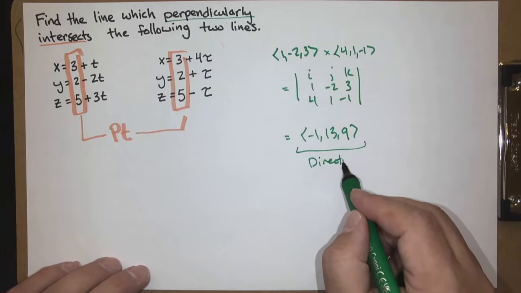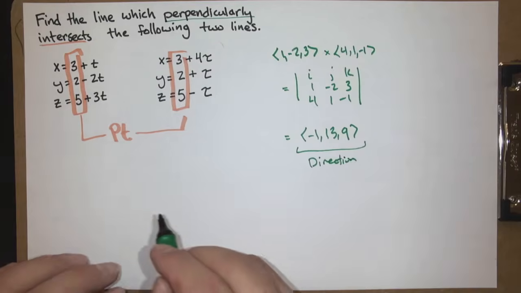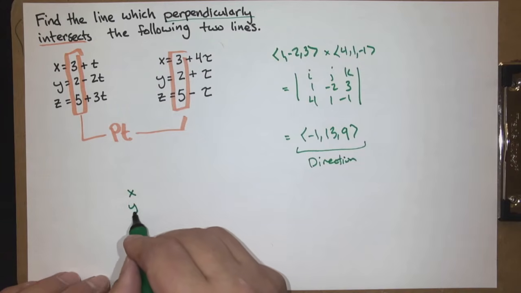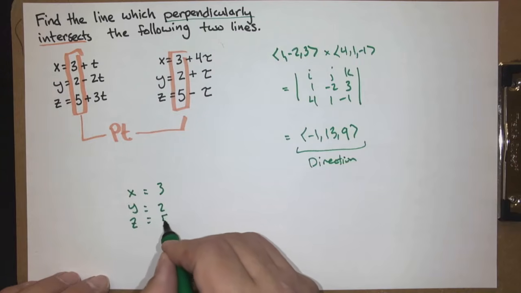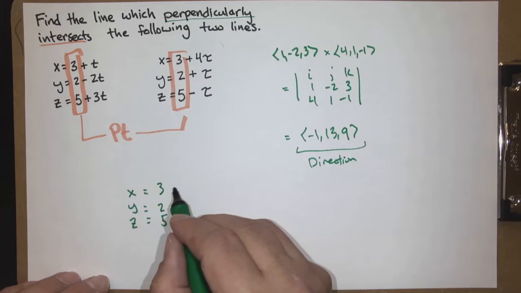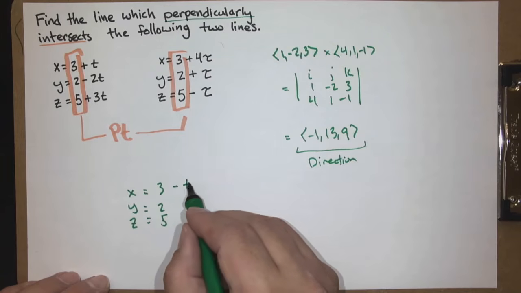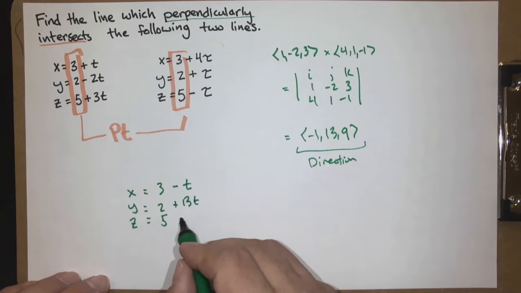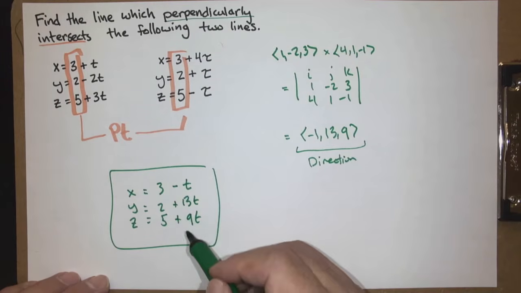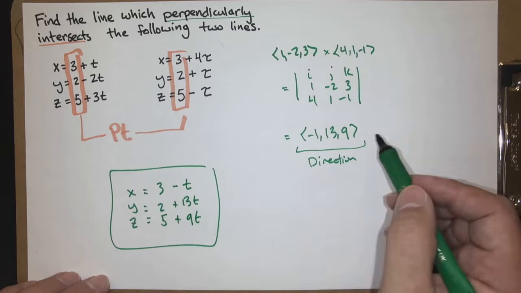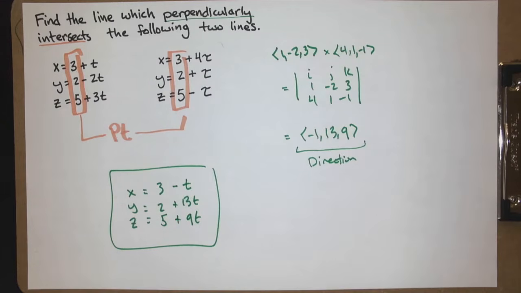And lo and behold, we have point plus direction. We just put it together. So we have the same 3, 2, 5. And then we say, okay, plus a minus 1 times t, so minus t, a 13t, and a 9t. So these coefficients, minus 1, 13, 9, come from the direction vector. All right.